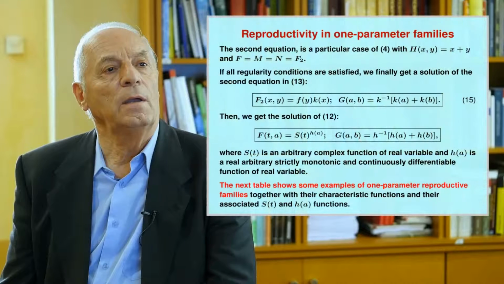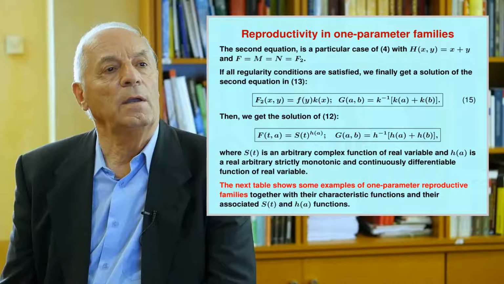The second equation is a particular case of 4 with h equal to x plus y and f equal to m equal to n equal to f2. If all regularity conditions are satisfied, we finally get a solution of the second equation in 13 as given in 15. Then the solution of 12 can be written as indicated, where s is an arbitrary complex function of real variable, and h is a real arbitrary, strictly monotonic, and continuously differentiable function of real variable.